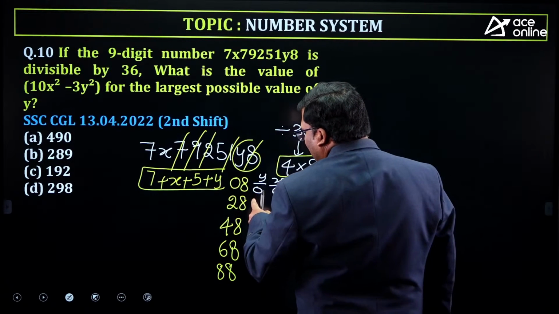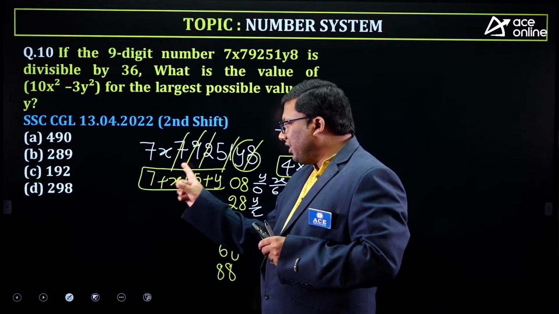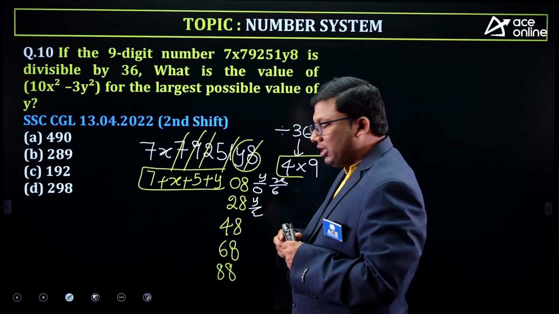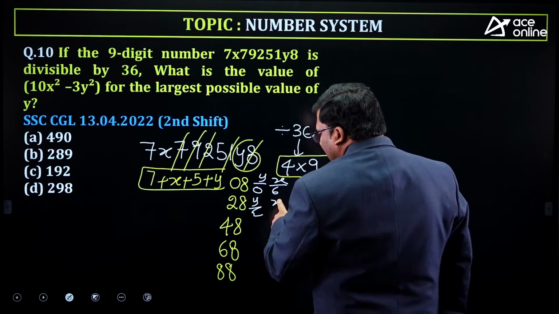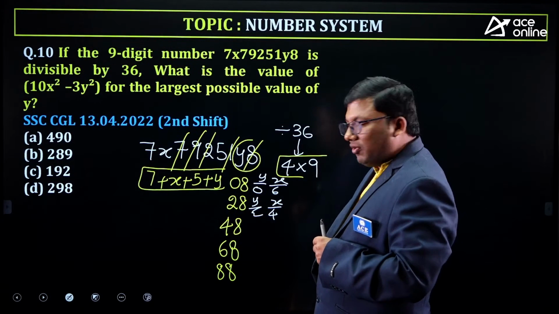If y is 2, 7 plus 5 is 12, 12 plus 2 is 14. 14 means the x value is 4. Are you all with me?